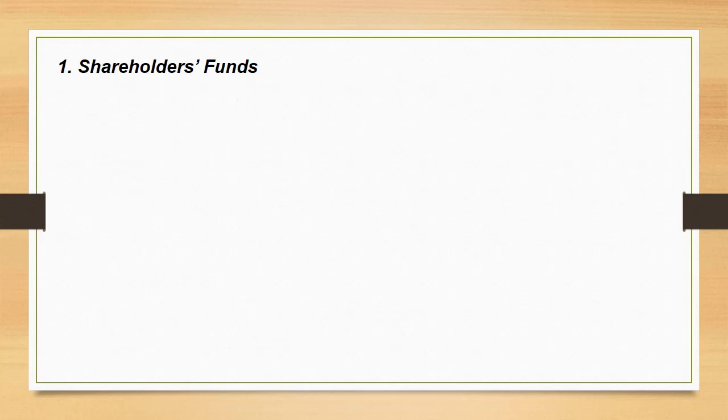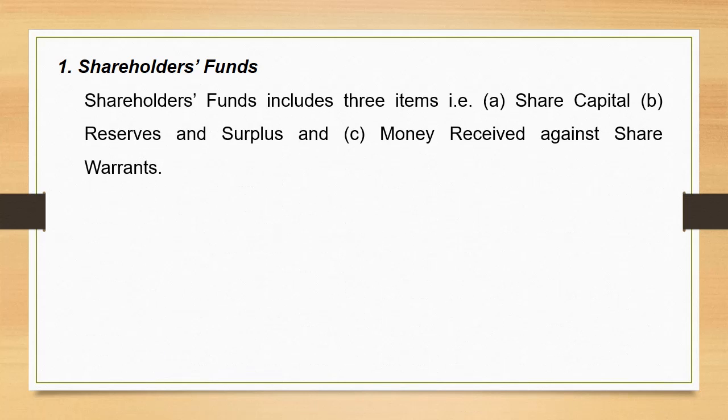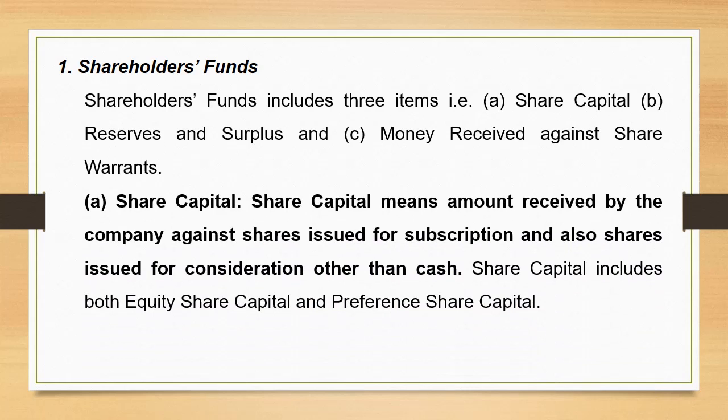Let us learn something about shareholders fund. Shareholders fund includes 3 items. SRM, as I have told you, share capital, reserves and surplus, and money received against share warrants. Let us learn something about share capital.